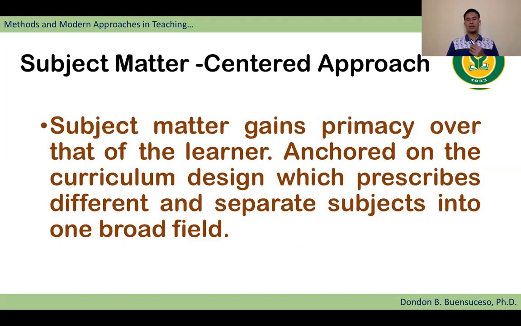Subject matter centered approach is actually focusing on the subject matter, of course. It gains primacy over that of the learner. It's anchored on the curriculum design, which prescribes different and separate subjects into one broad field. The focus here actually is more of the subject matter. That means there will be no integration of other subject areas. It's all about focusing on the delivery of the lesson, particularly on the subject matter.